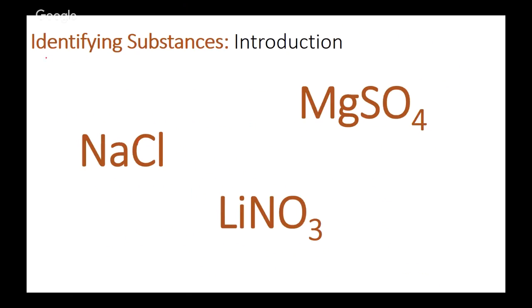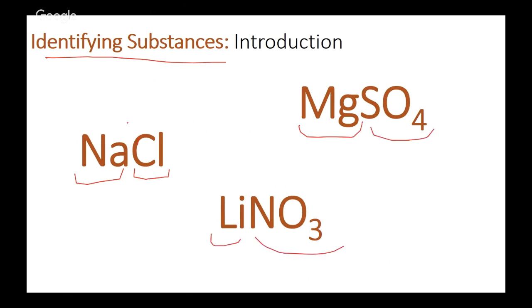We're now going to talk about identifying substances. When you've got an ionic substance like sodium chloride or magnesium sulfate or lithium nitrate, you've got something positive bonded to something negative. If you just randomly found some powdered substance, how could you work out what that was? How could you find out whether that was sodium chloride or magnesium sulfate or lithium nitrate?